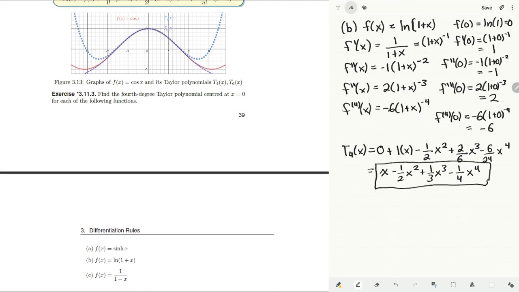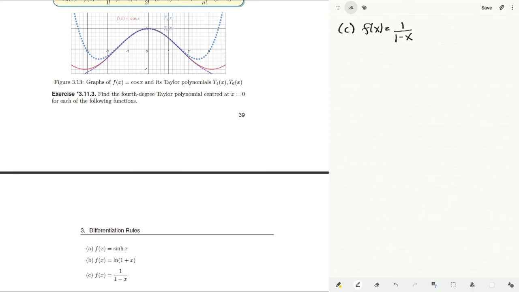And you might notice a pattern in the coefficients for the Taylor polynomial. So what would the fifth degree Taylor polynomial look like? Well, if we wanted to find the fifth degree Taylor polynomial, this would be x minus 1/2 x squared plus 1/3 x cubed minus 1/4 x to the power of 4 plus 1/5 x to the power of 5.